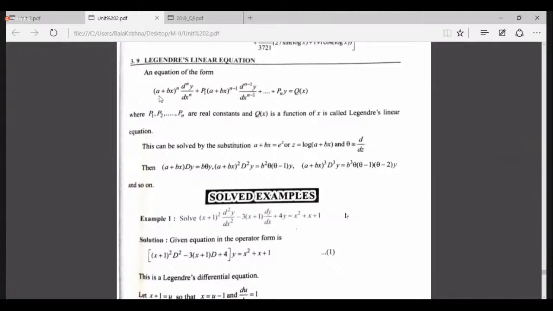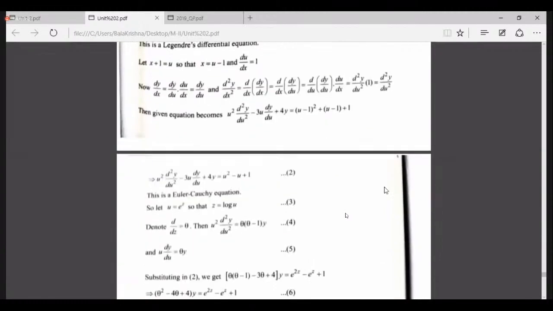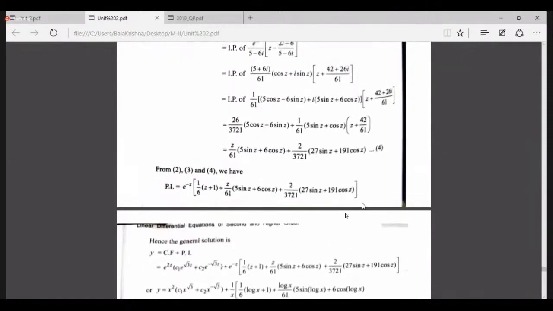The only thing is, you need to write this a plus bx as e power z. That's all. There you wrote x is equal to e power z; here a plus bx as e power z. When you simplify like that, you will get this problem. So very, very important. In the second unit, you need to concentrate more on the method of variation of parameters, Cauchy-Euler problems and Legendre's problems. These three problems, please practice more.